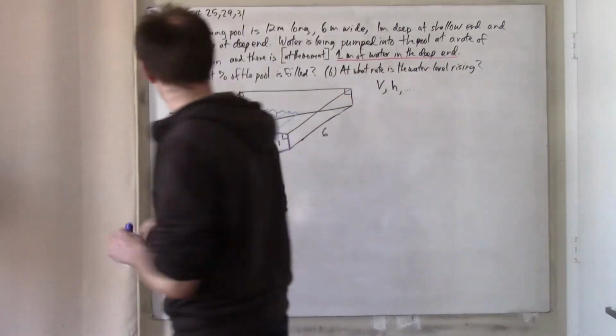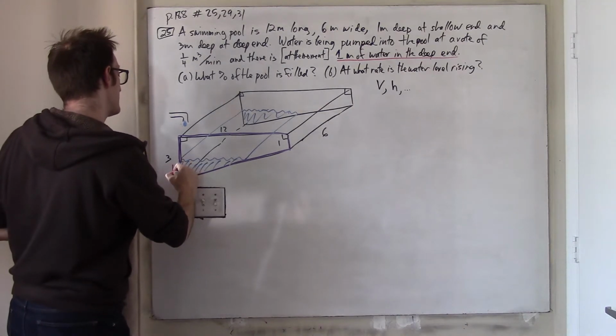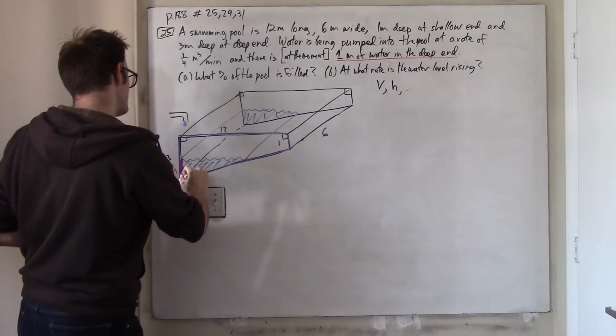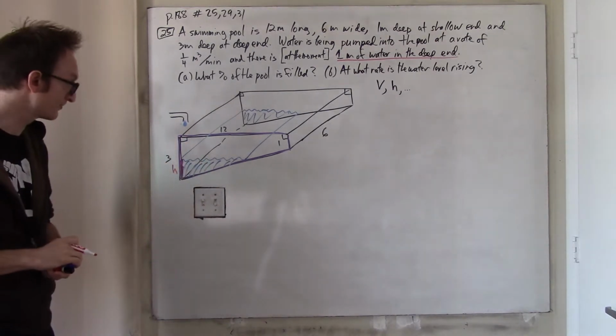So read and understand the problem, draw a picture, pick variables for the quantities which are changing, add those variables to your picture. So I'm going to create a new variable called h, where h represents the height of the water, measured from the bottom of the deep end. So it's this quantity right here. It's this h right here.